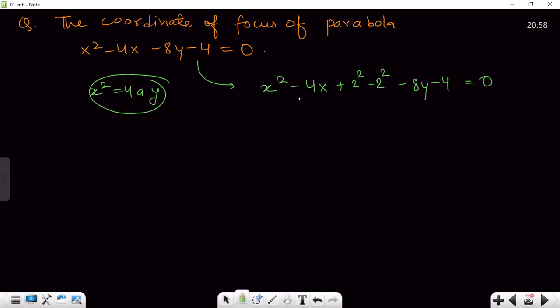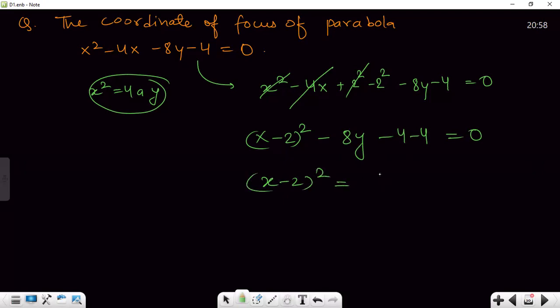So x square plus 2 square minus 4x gives x minus 2 whole square. What is remaining? Minus 8y minus 4 and minus 4 is remaining. So let's bring everything to the right hand side. x minus 2 whole square is equal to 8y plus 8. So x minus 2 whole square is equal to 8 into y plus 1.